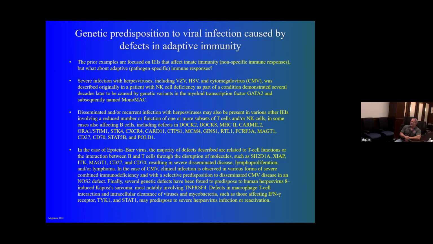And so in Epstein-Barr virus, what they've seen is that many of these inborn errors of immunity are related to how T cells and B cells interact. And what we see is actually a disruption in some of the molecules that these B cells and T cells use to signal and communicate with each other. So if they can't signal, then they can't help shut down the infection. And this results in a very severe form of the disease that's often going to be widespread throughout the host.